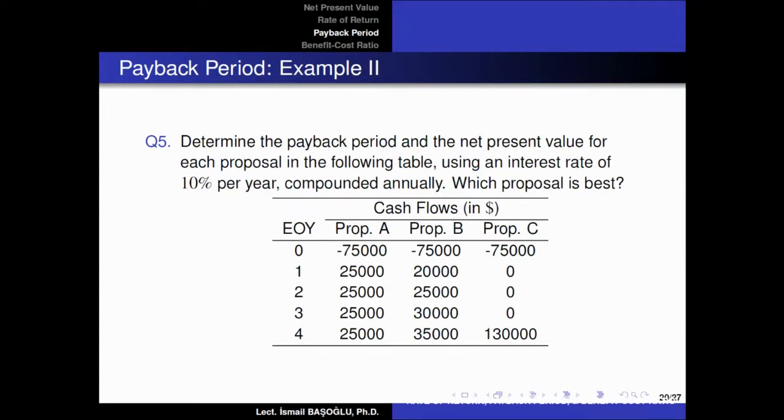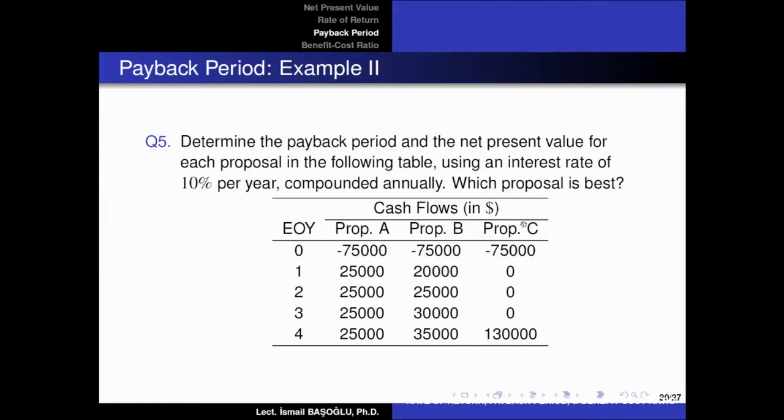And in the third case, we will be initially investing $75,000 right now, and in 4 years we are not going to get anything. At the end of the fourth year, we will be collecting $130,000 as a lump sum.